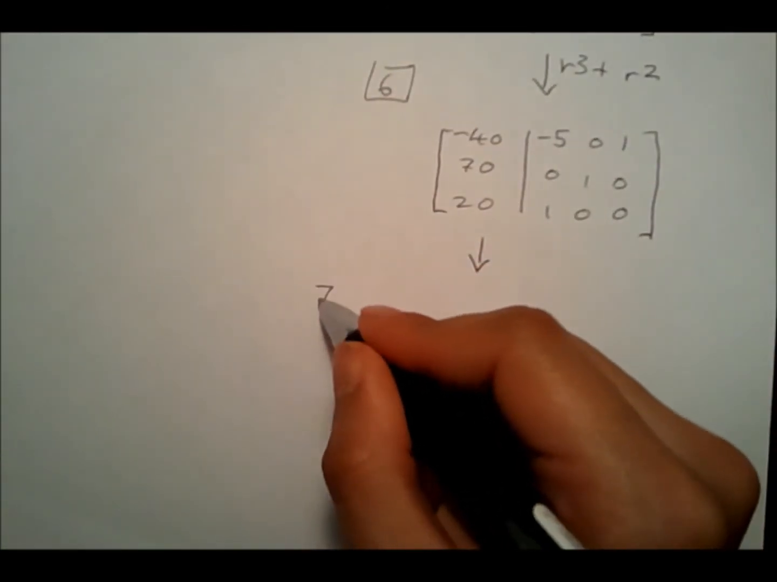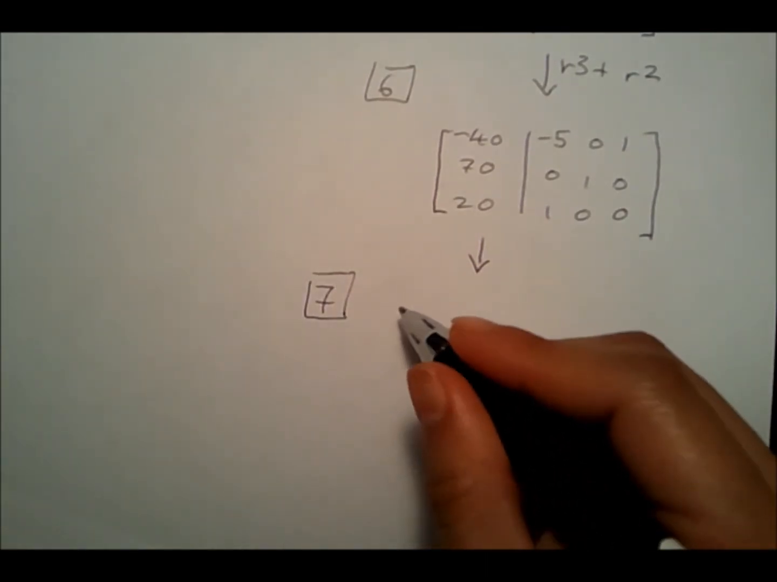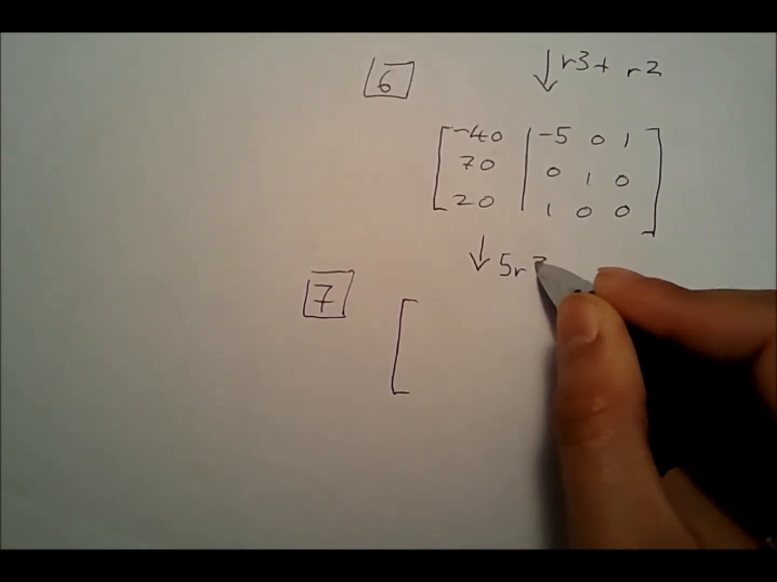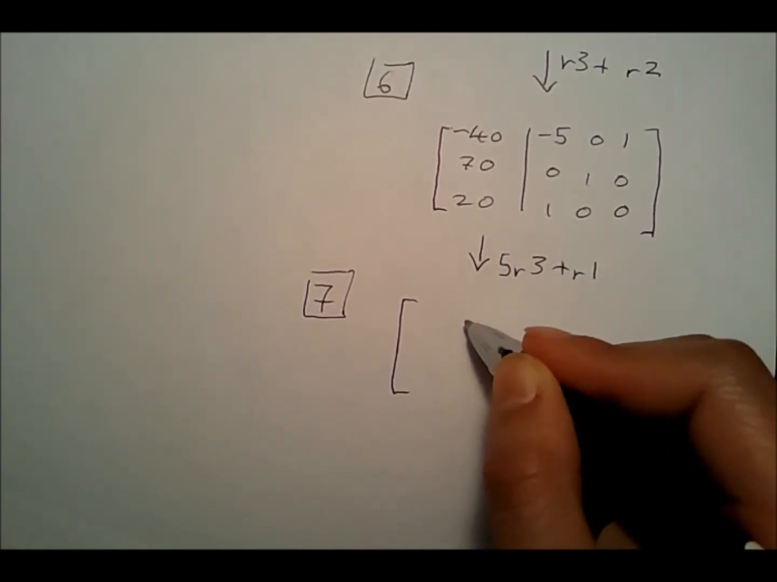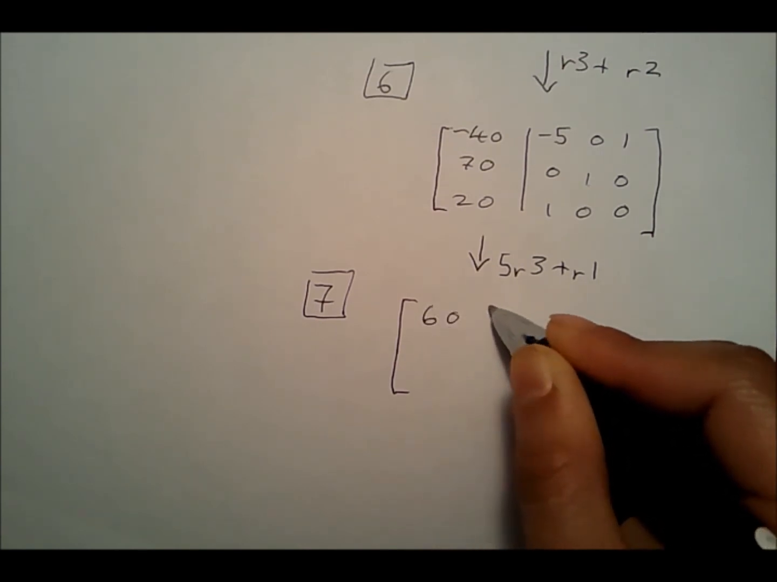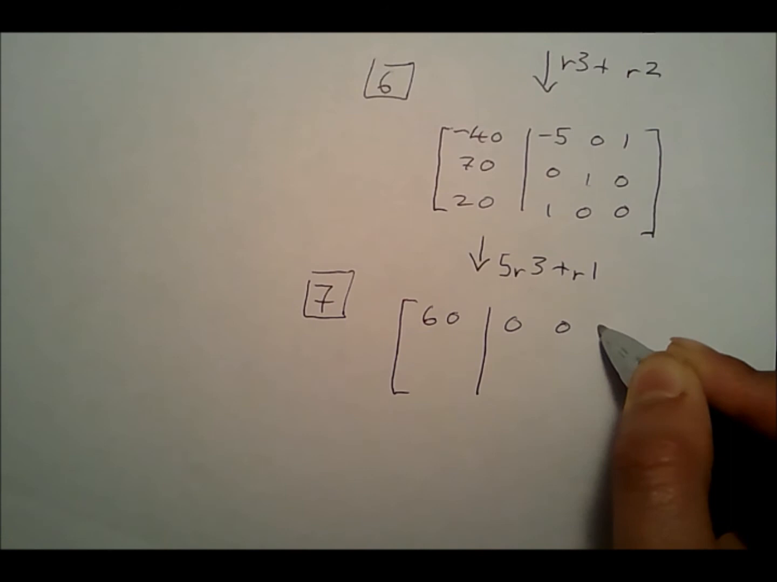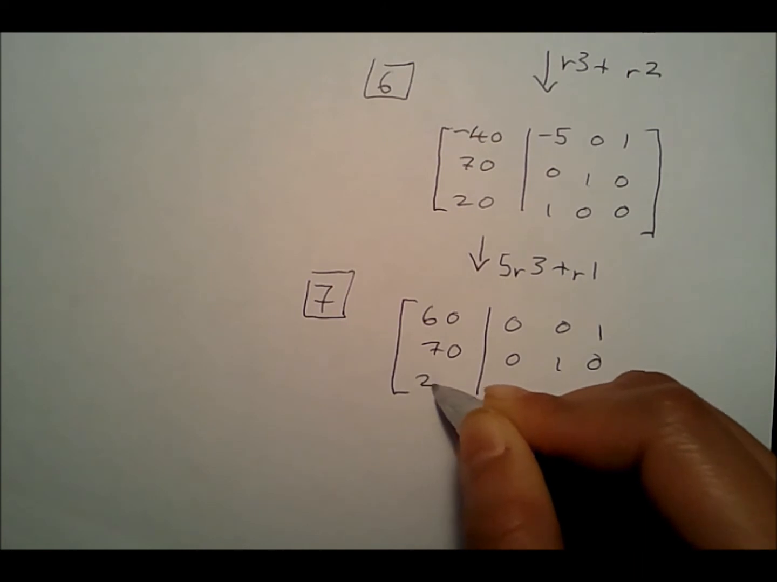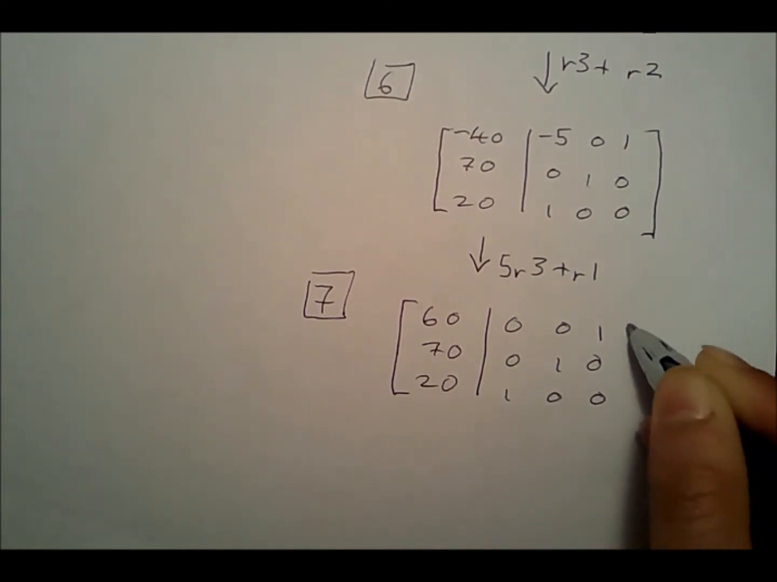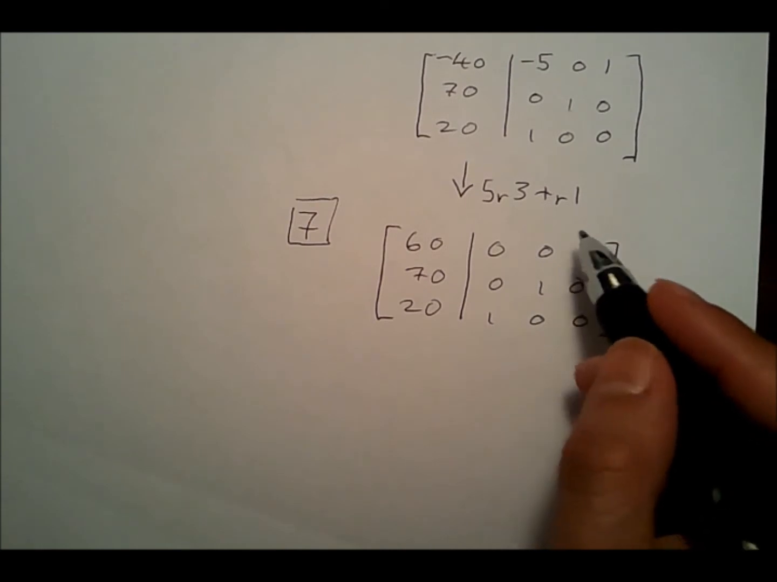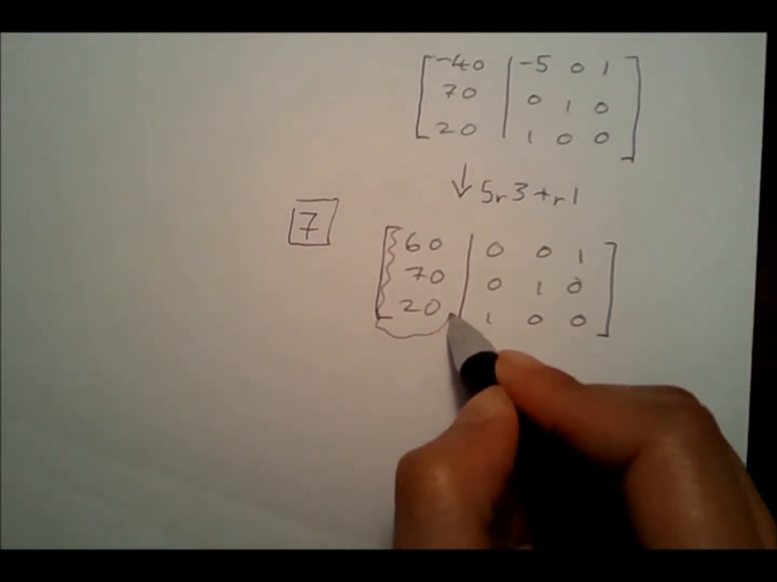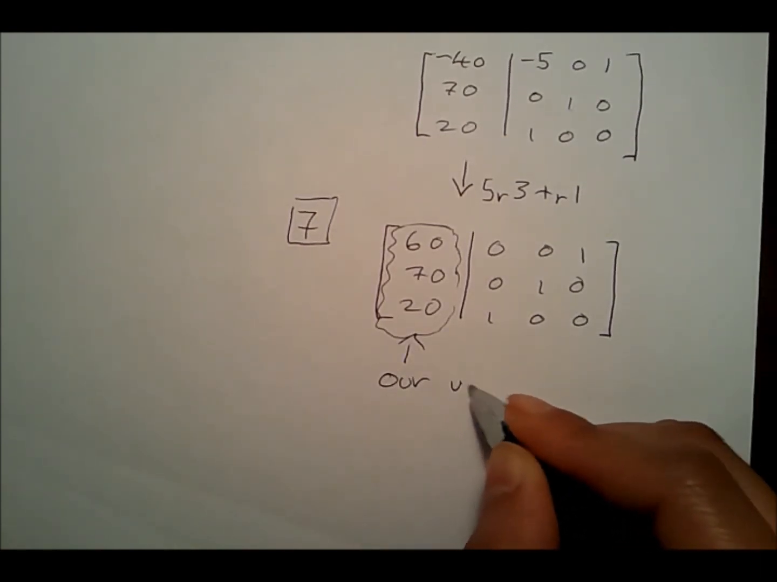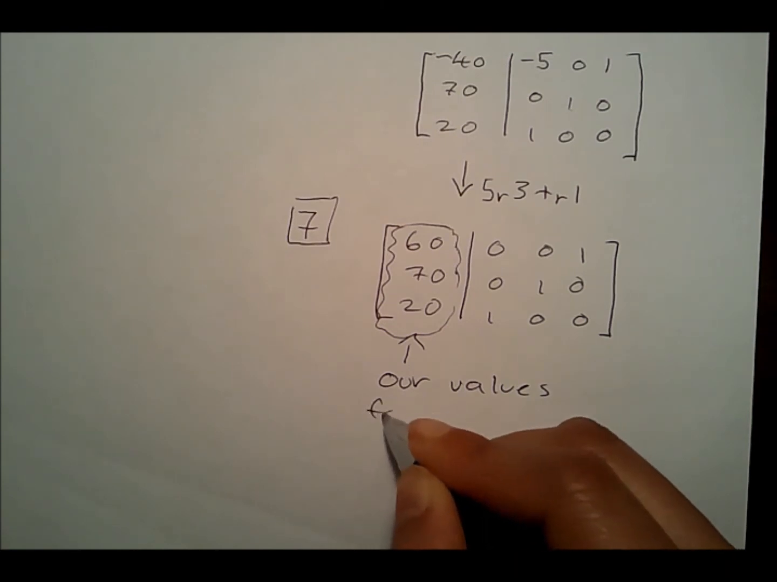So basically we're going to do this one last operation, which all we need to do is 5 times row 3 plus row 1 to get that last 5 up there to be 0, and we'll have our system of equations that'll give us all of the values for this problem. So as you can see, our values are 60, 70, and 20. And this is actually what the values for e, y, and r are.